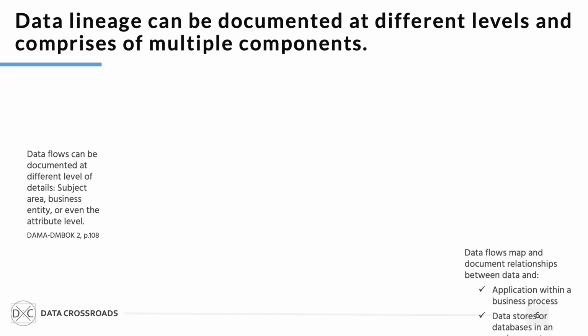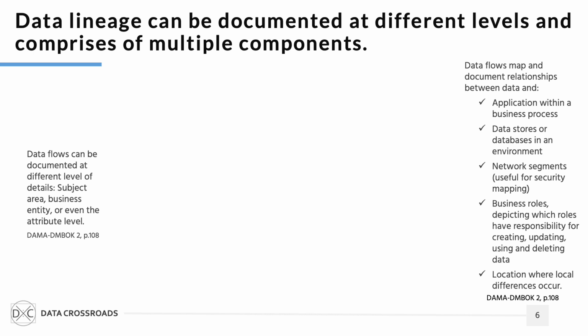Now let's take a look at the second definition provided by DAMA. This definition highlights which other components should be linked to data. These are systems and applications, data stores and databases, and network segments. They represent the physical infrastructure responsible for the storage, movement, and transformation of data. It's important to take notice that business processes and roles are taken into account.